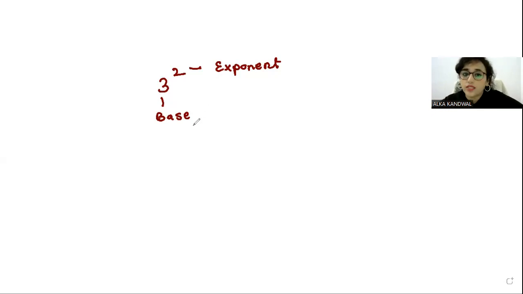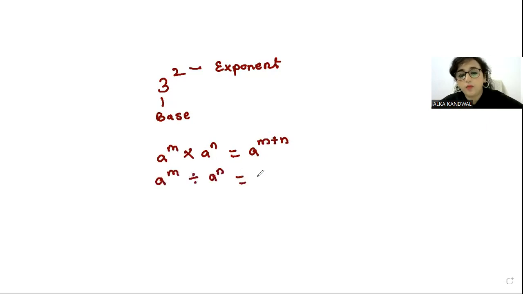Then the laws that we studied: a to the power of m into a to the power of n, the base is the same, so add the exponents. And if we have to divide, then we will do a to the power of m minus n.